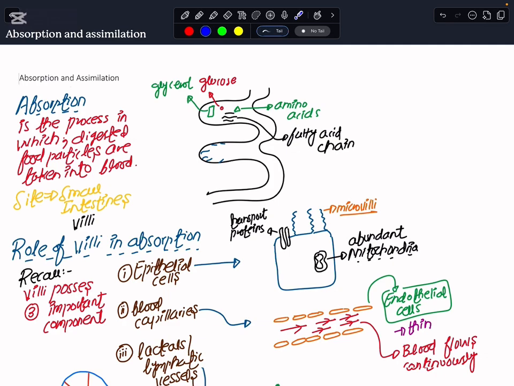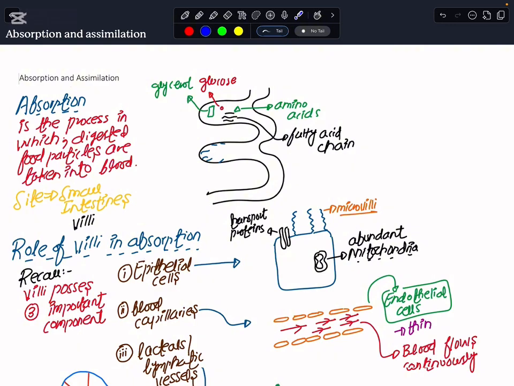Now, you see, the situation that we created in the digestion process was that all of the food substances that I ate, when they were there in the lumen of the small intestine, they were digested into small particles. The sugars got converted into glucose, the proteins got converted into amino acids, and the fats got broken down into fatty acids and glycerol. Now I need to carry them to the cells of my body.